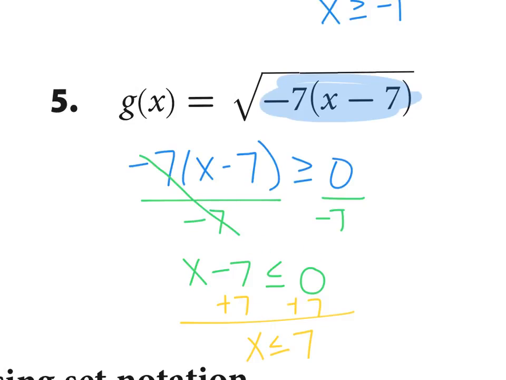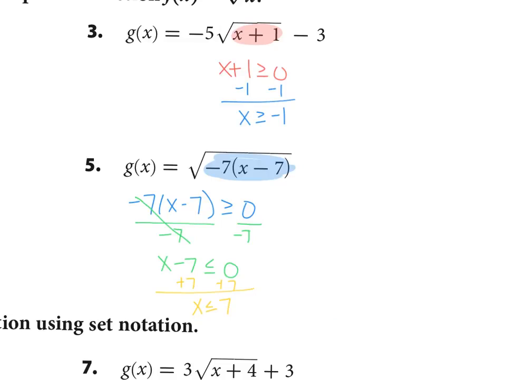When you divide by the negative 7. When you flip the sign. When you flip that sign, when you divided by the negative 7, it reflected it. Okay, let's talk about our range for a second.